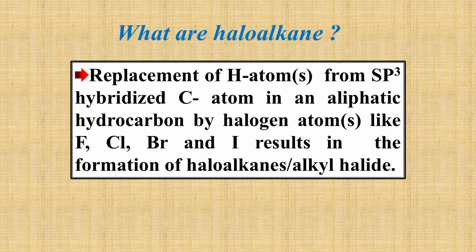Simply, the definition of haloalkane. If you replace one hydrogen atom from the sp3 hybridized carbon atom in an aliphatic hydrocarbon and you put one halogen atom, fluorine, chlorine, bromine or iodine, then you get haloalkane. Means replacing one hydrogen by one halogen. From an alkane you get haloalkane.